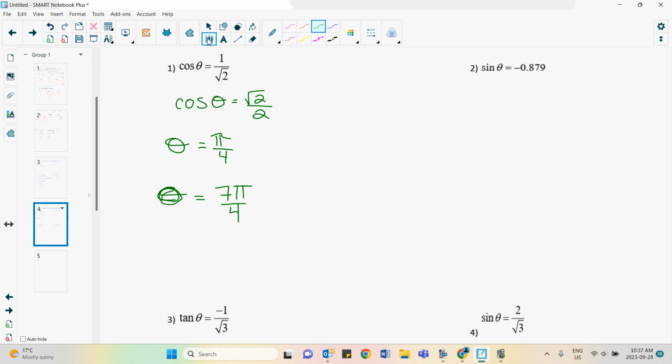Okay? Where's sine negative? Quadrant 3 and 4. So sine, my answers are going to be in quadrants 3 and 4. I know that. Now, do you guys remember how we deal with negatives in trig? We have to drop the negative and make it a reference angle.